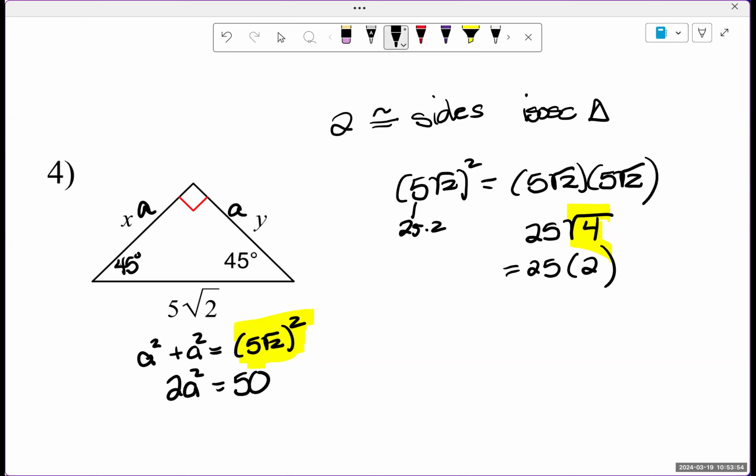Next step, divide by 2. So a squared is equal to 25. Last step. Okay, yay, 25 is a perfect square. So a is equal to 5. Technically, it's equal to plus or minus 5, but you're not going to have a negative number for the side of a triangle. So X is 5. And how do we find Y? Okay, isosceles, it's the same length. So also 5.